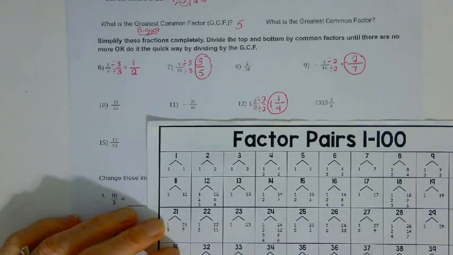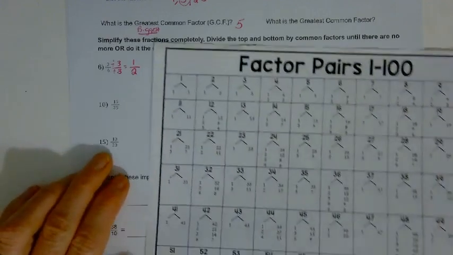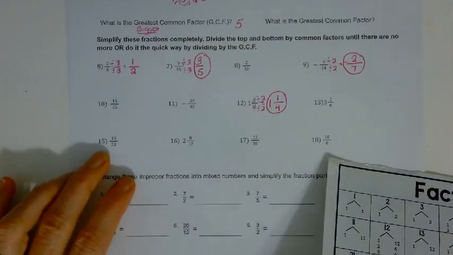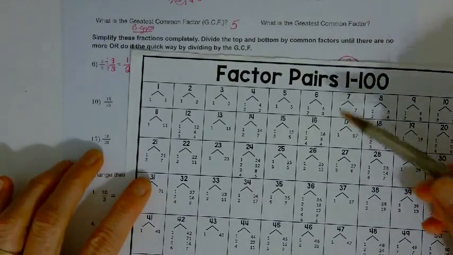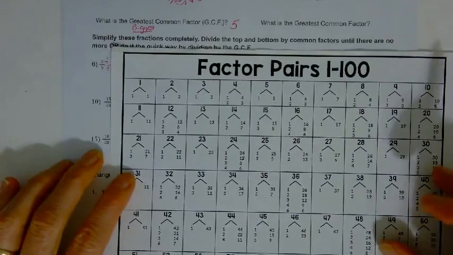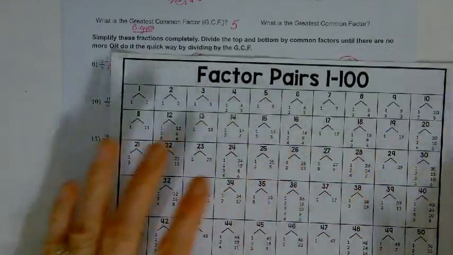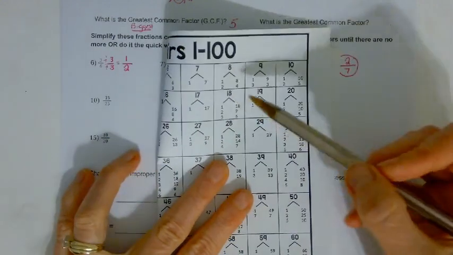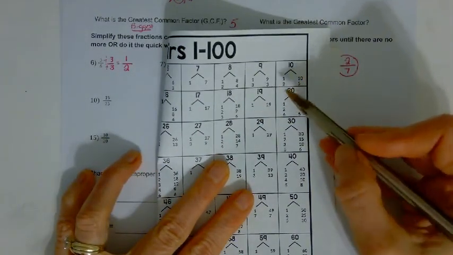Let's see. Number 15. You have 10 and 20. Okay, so if I look at 10 and 20, I have to simplify that. We're simplifying 10/20ths. So 10 and 20. What common factors do they have? They have a 1 in common, which we won't use.